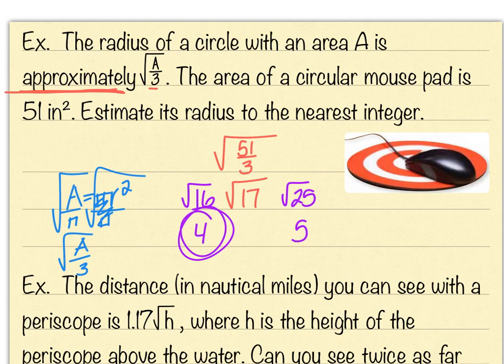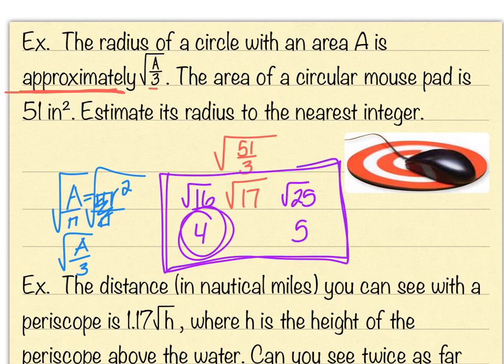By the way, this is what I would want you to show for your work then, is this part right here. When we're doing these problems in our homework, make sure you show that. Make sure you show what two perfect squares the number's between, and then circle whichever integer it's closest to. And that's how I'll have you guys do this on your quiz as well.